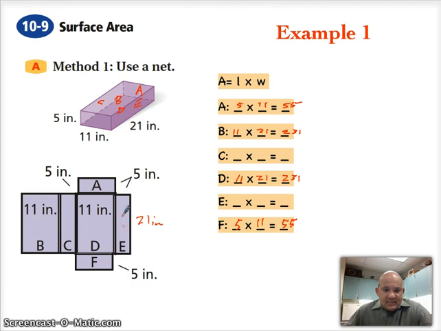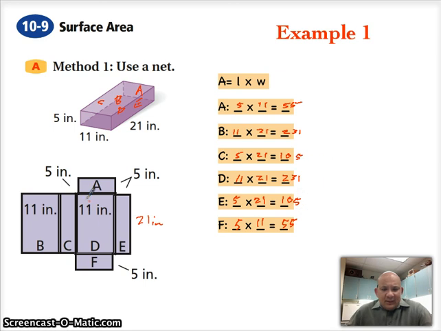And finally, we take a look at C. These are the skinny sides of this prism, and it is 5 inches by 21 inches. Again, C and E are congruent, so 5 times 21, 5 times 21, and the areas for those are 105 each.